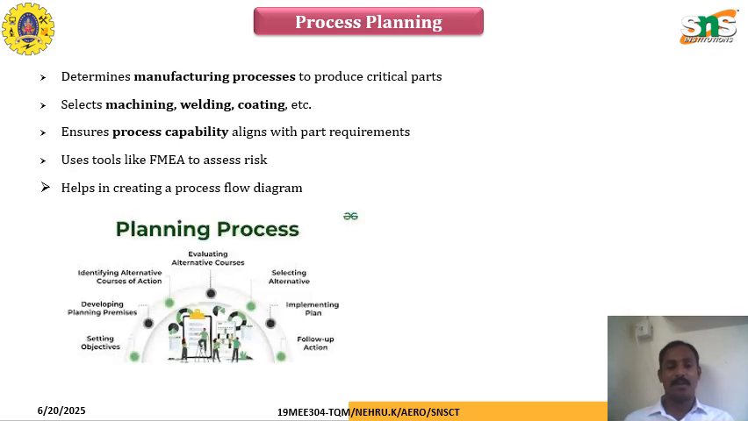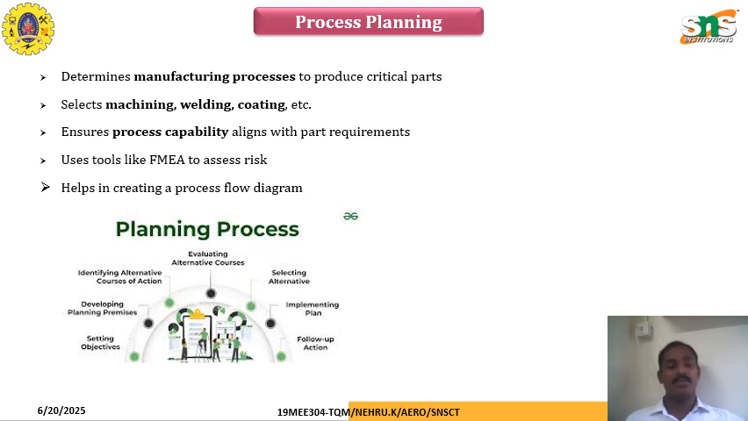Process planning determines the manufacturing process to develop the product in an efficient manner, which is the critical part to be addressed. Machining, welding, coating, brazing, or other processes can be selected in process planning, which ensures the product capability aligns with the part requirements. The tool used in process planning is FMEA to assess the risk of the product, which helps in creating the process flow diagram.